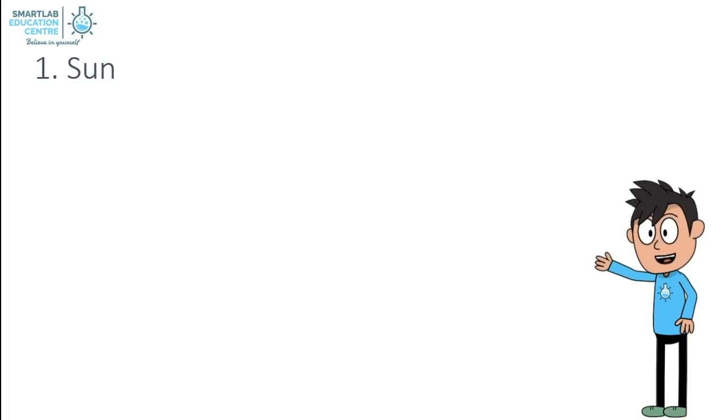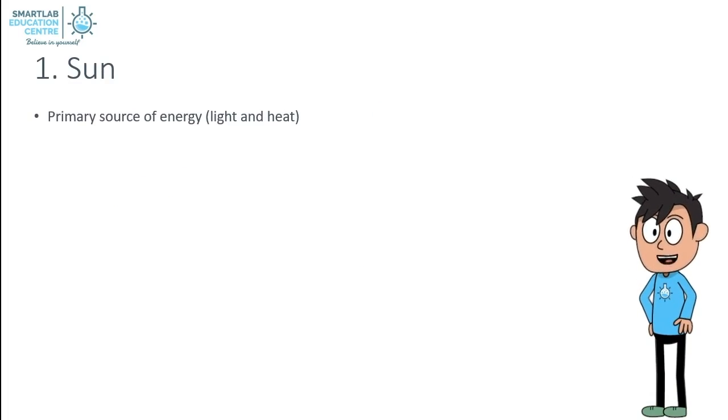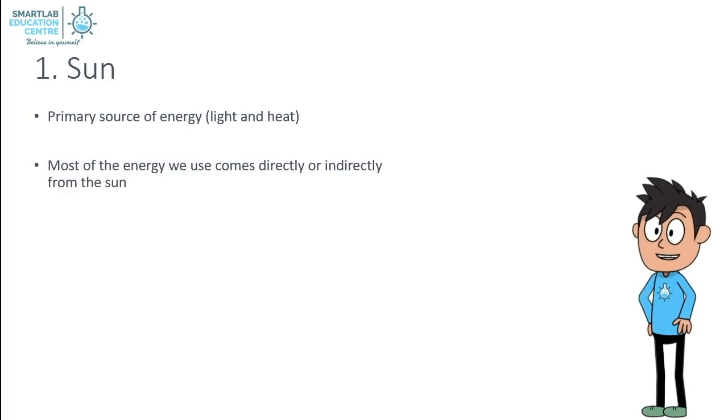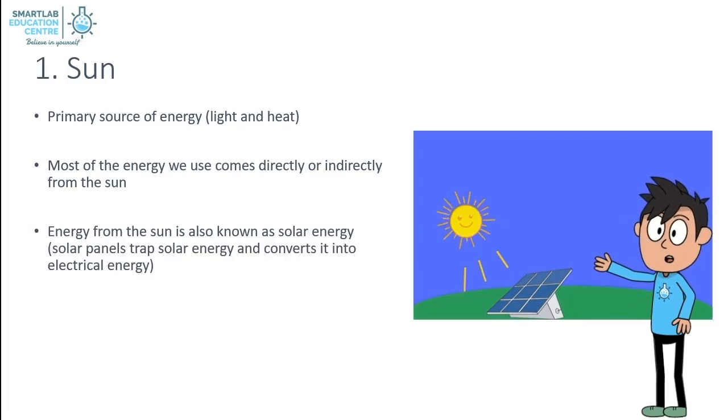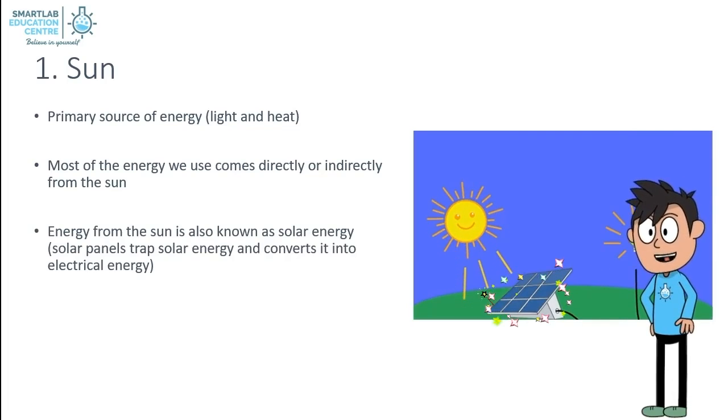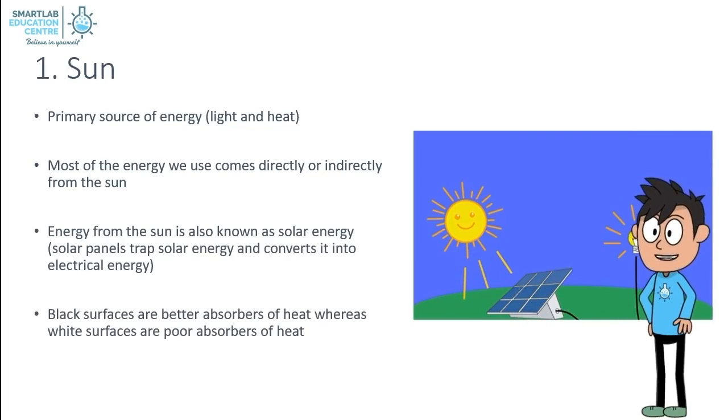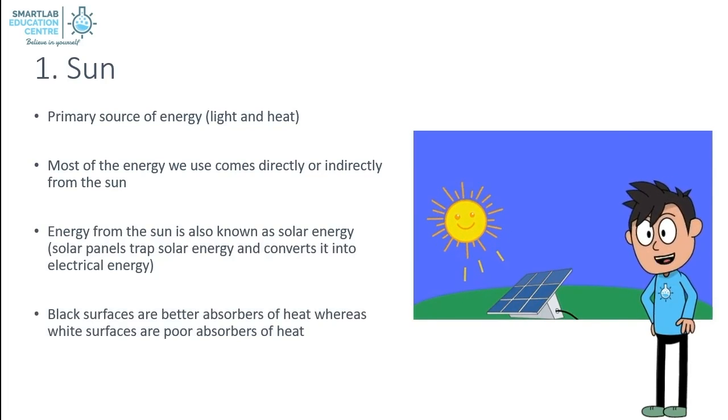First, we have the Sun. It is the primary source of light and heat energy. Most of the energy we use comes directly or indirectly from the Sun. Energy from the Sun is also known as solar energy. Solar panels trap solar energy and convert it into electrical energy. Black surfaces are better absorbers of heat, whereas white surfaces are poor absorbers of heat.